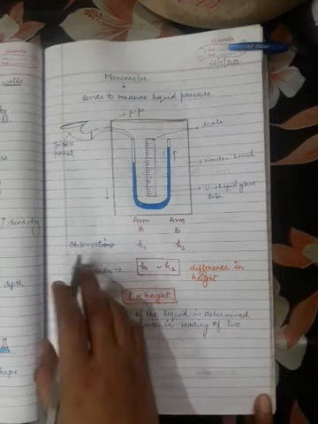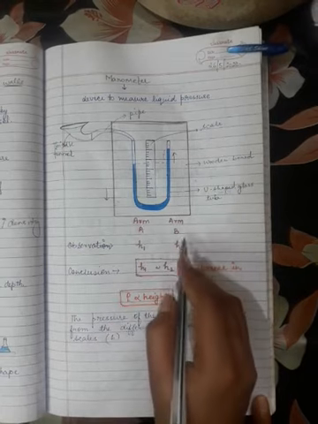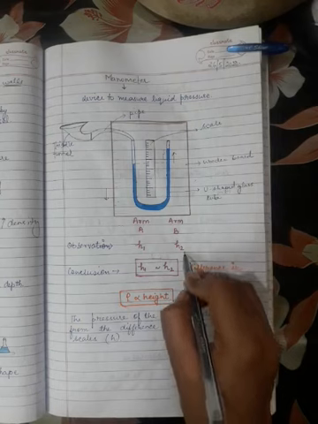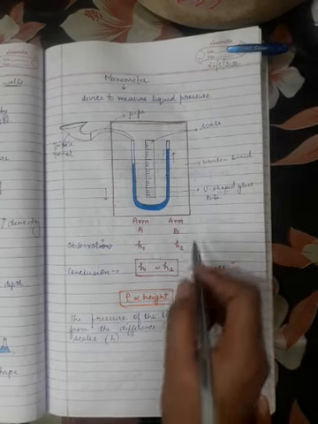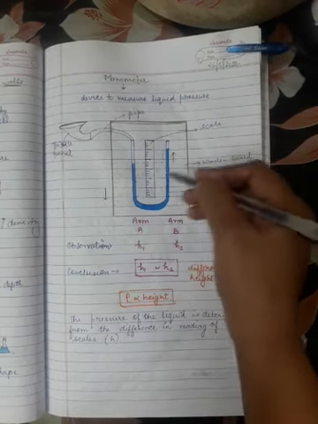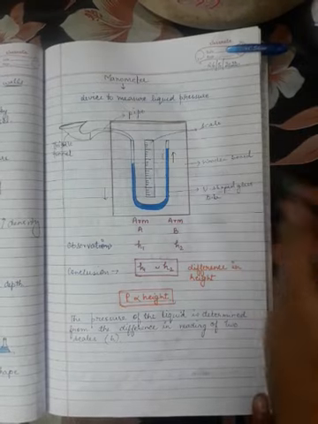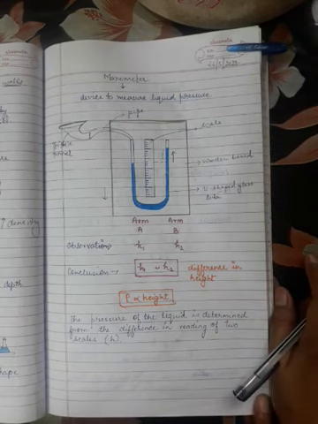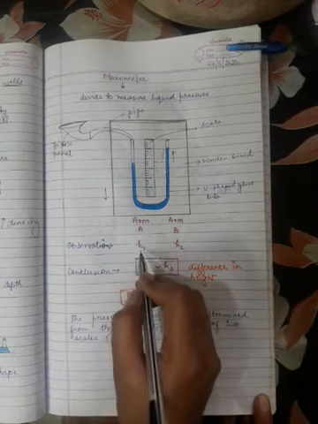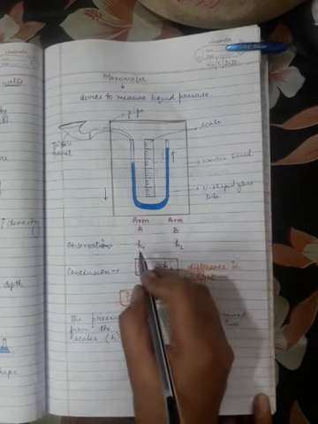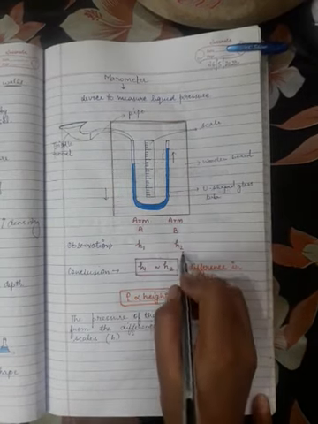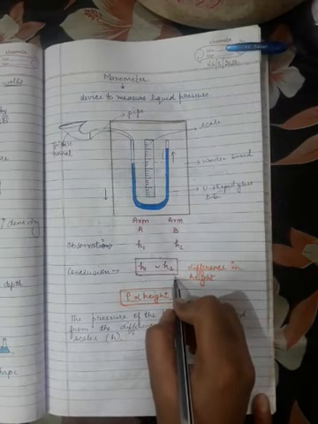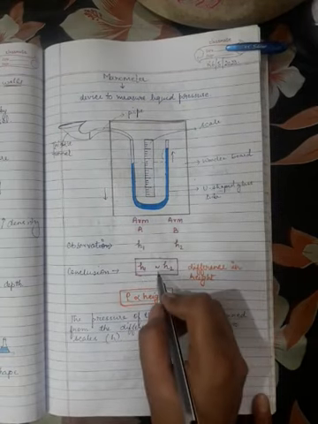Now the observation is arm A and arm B. What is the height of the liquid in arm A? It is H1. What is the height in arm B? It is H2. So by arranging all the system and after putting the liquid in this tube, we can see a difference, and this difference is required to conclude. So the observation is H1 and H2, the height in arm A and the height in arm B, and the conclusion is whatever difference is there, H1 minus H2.